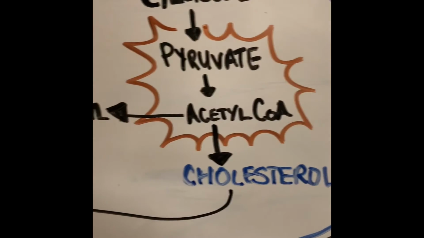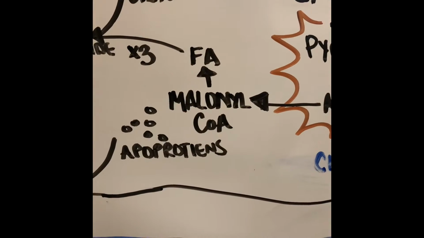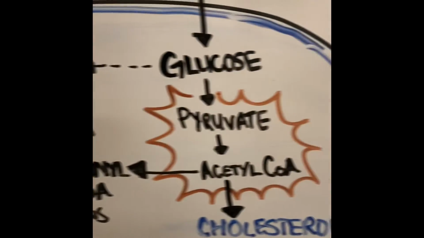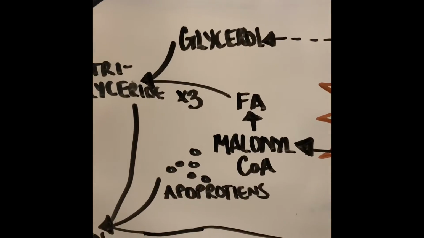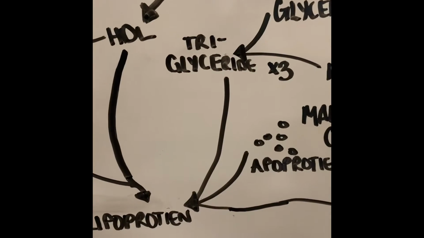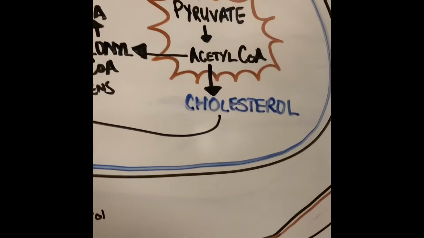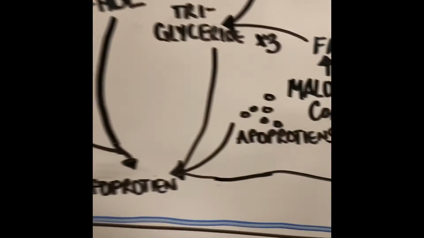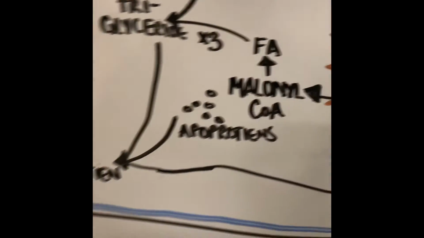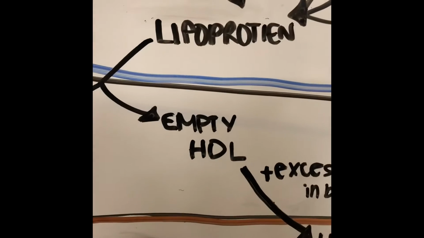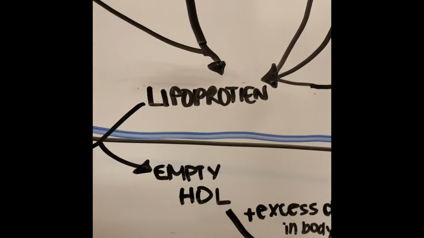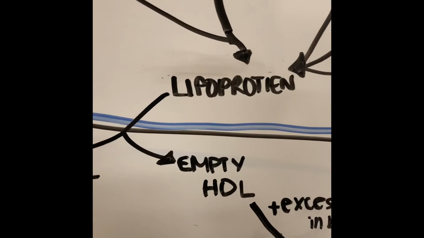Another fate can be that acetyl-CoA can become malonyl-CoA, which can be converted into fatty acids, while glucose can also become glycerol. So with glycerol and three of these fatty acids, they will combine and make triglyceride. So that, combined with the cholesterol and apoproteins, which are in the liver, those three will combine and they will make lipoproteins. So lipoproteins are part lipid and part protein.